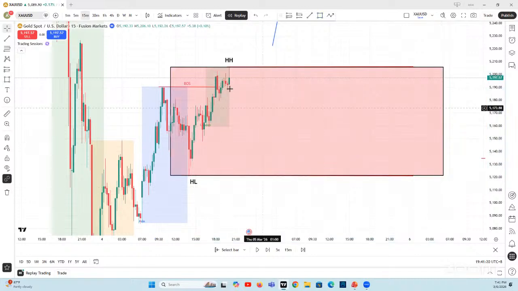This box here, at the back of your mind, you are only thinking of buying. Okay? You are only thinking of buy. You are not thinking of selling. That's it. That is the secret sauce.